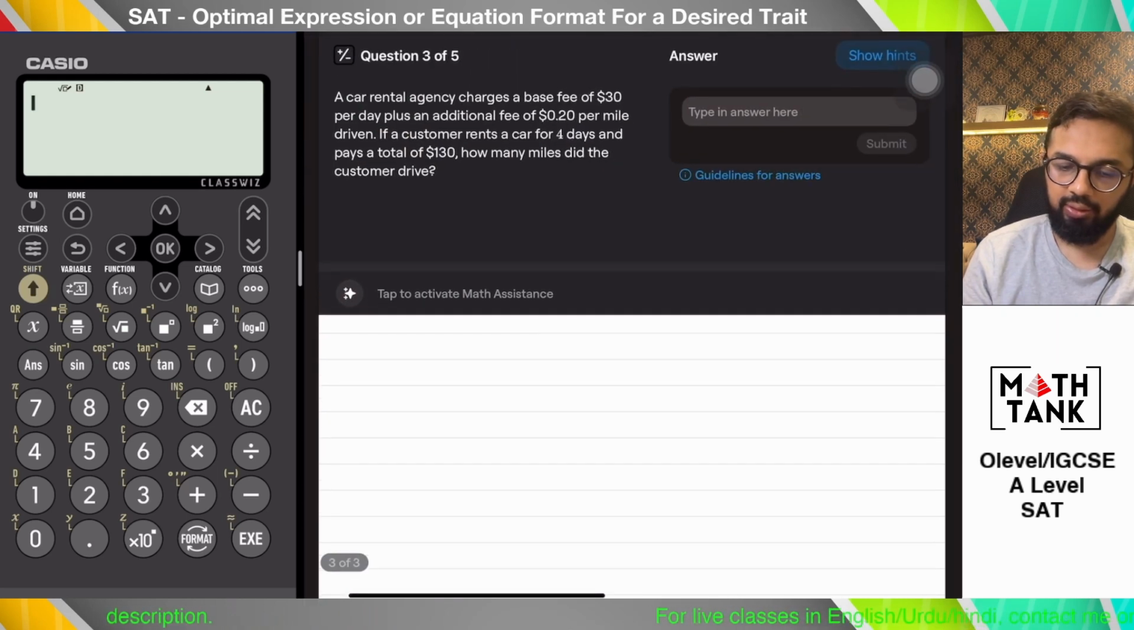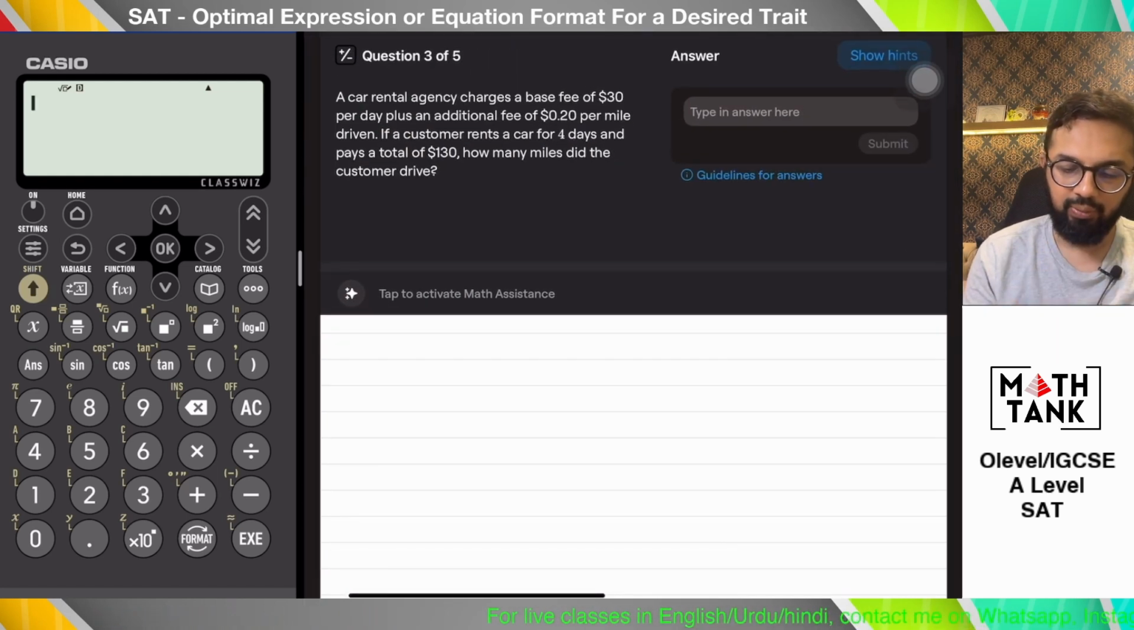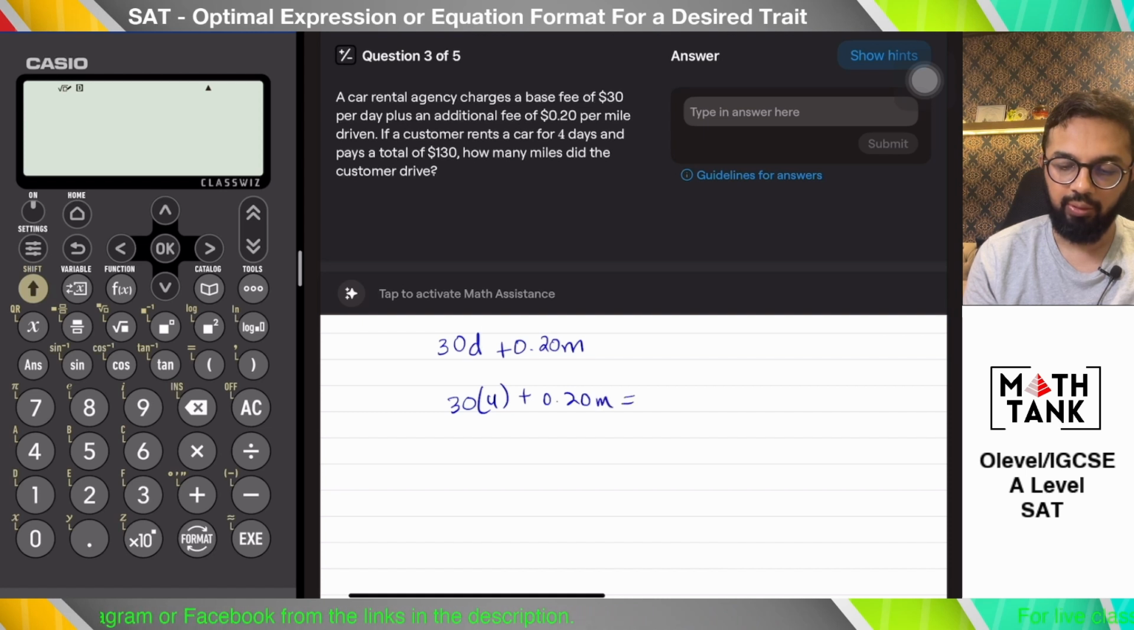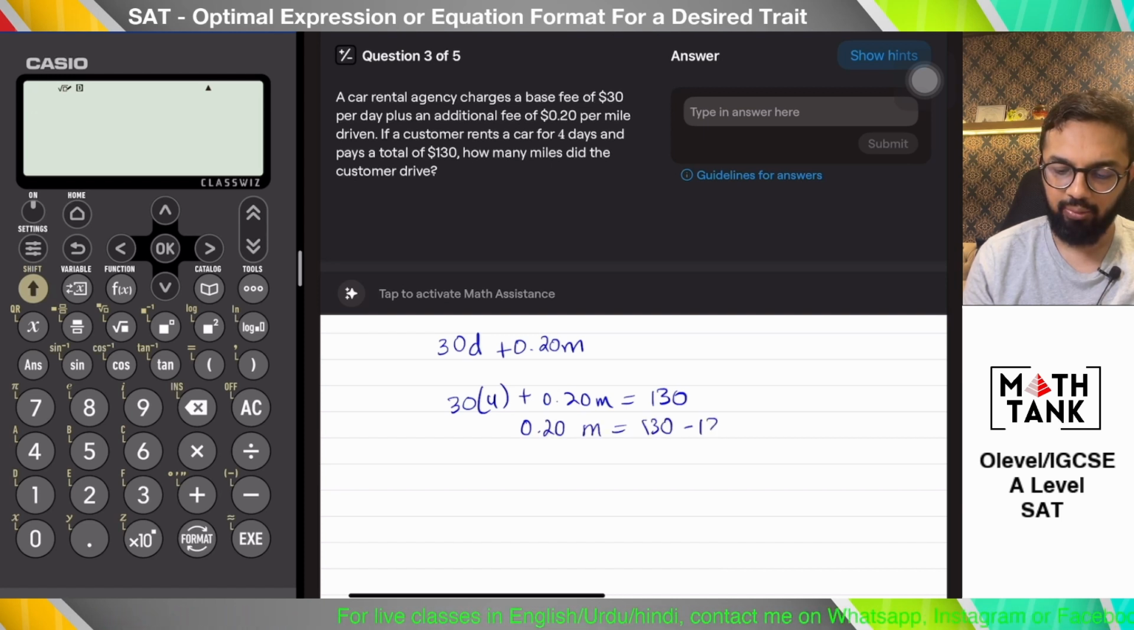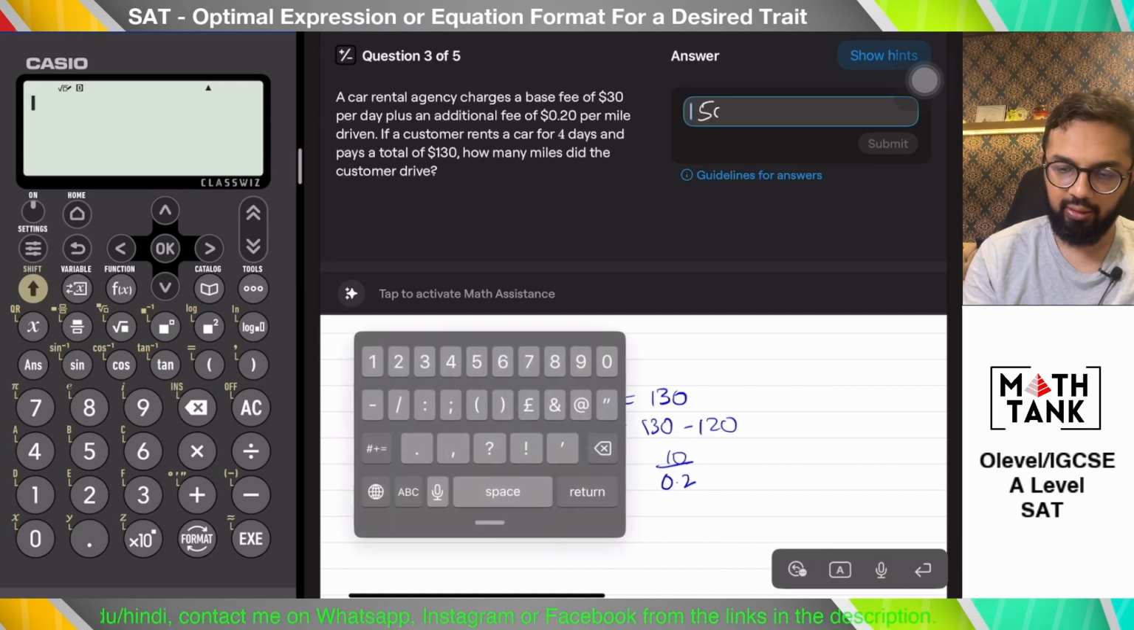That's question number 2. Let's see question number 3. This looks similar to what we've done before. It says the rental company charges 30 per day plus an additional fee of 0.20 per mile. If a customer rents a car for 4 days and pays a total of $130, how many miles did you drive? Okay, so that should give me 130 minus 120, 10 over 0.2. That should be 50, I think.